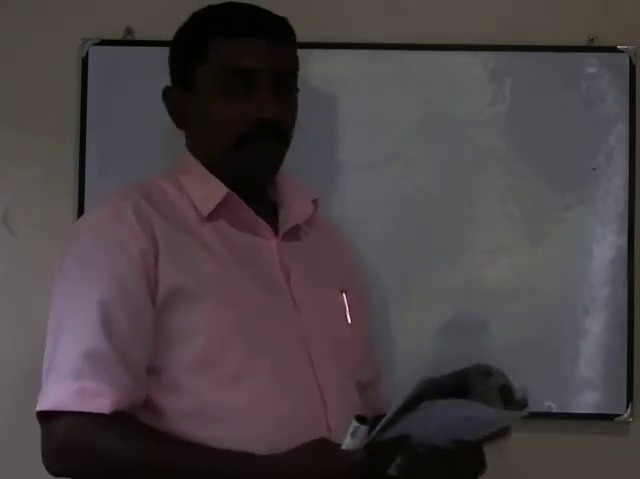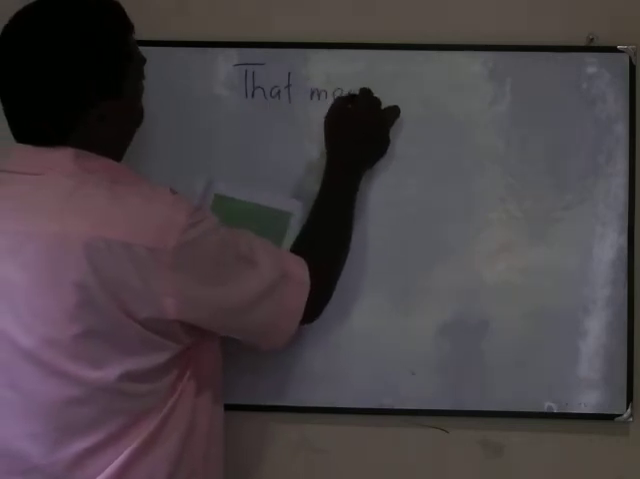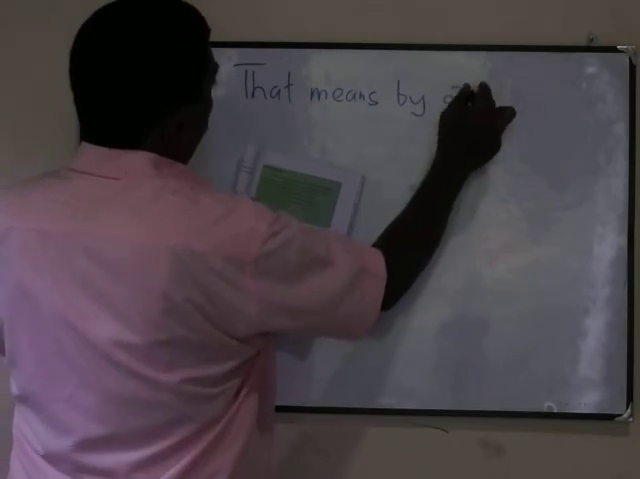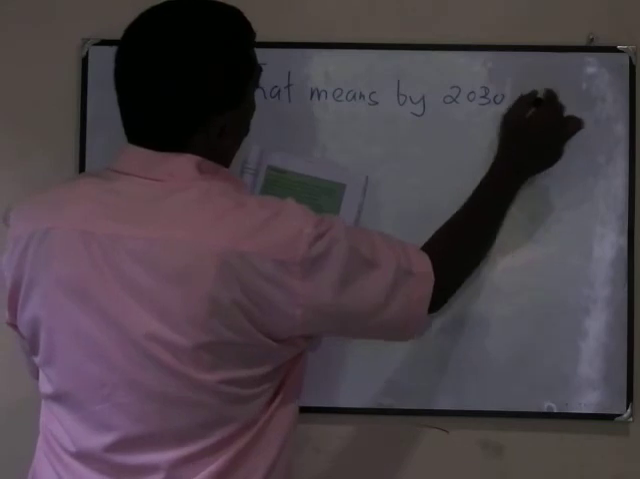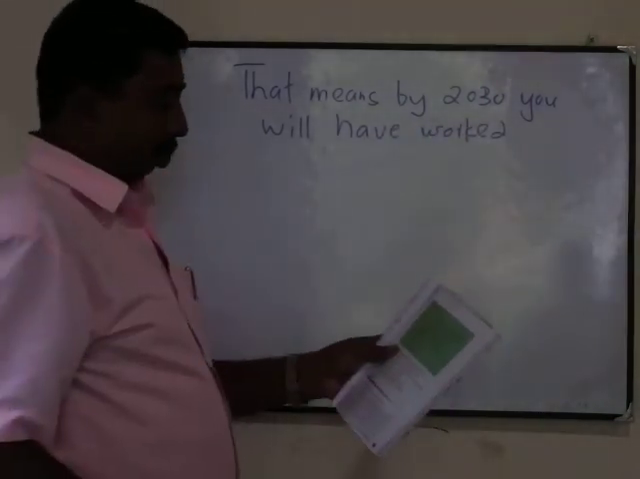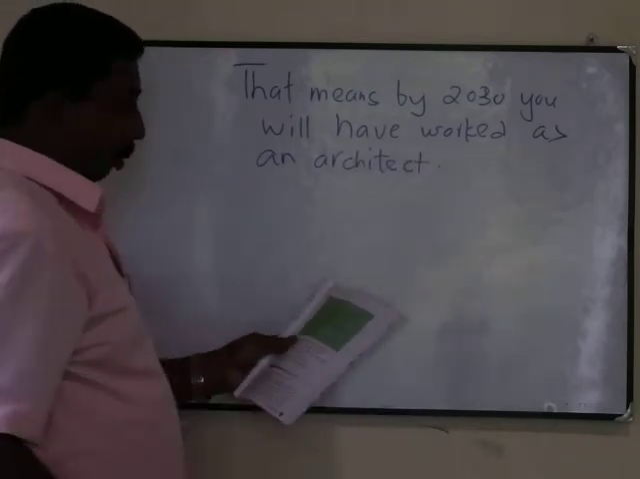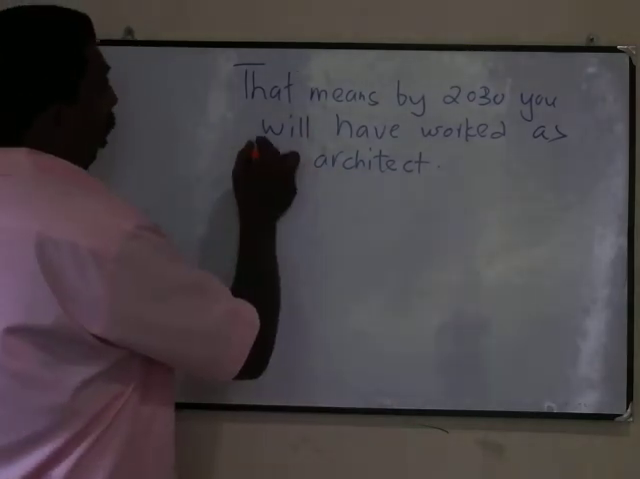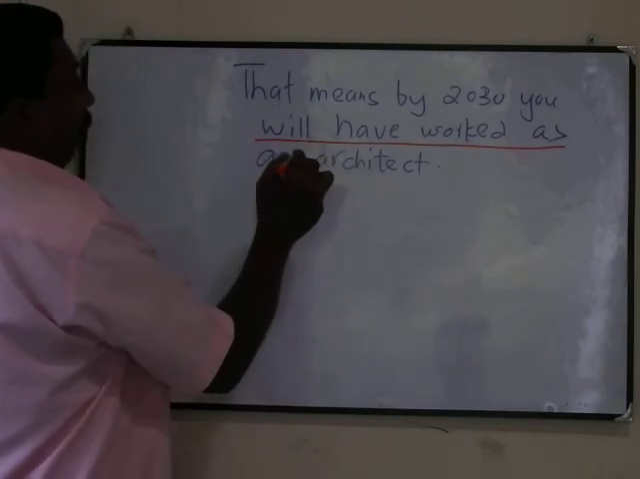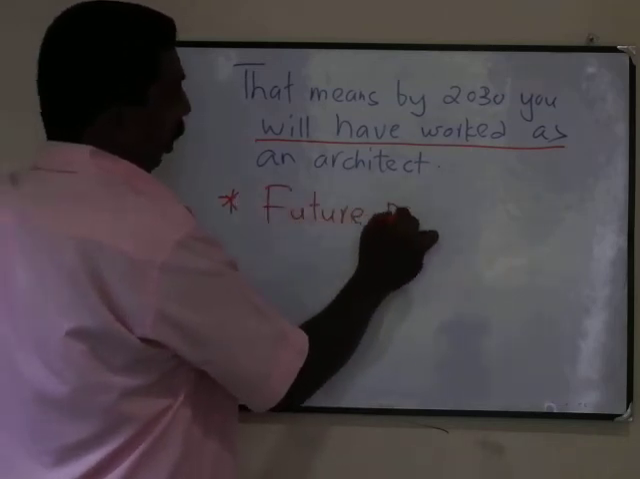The learning point. Look at the following sentence taken from the conversation. That means by 2030, you will have worked as an architect. This is the future perfect tense. Remember this grammatical point, the future perfect tense.